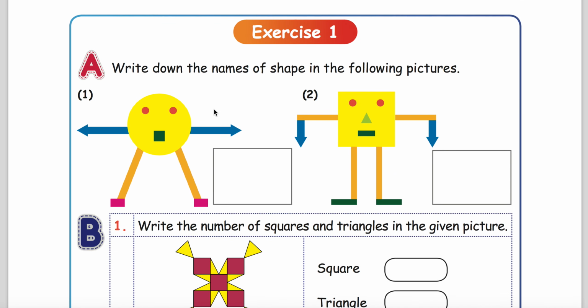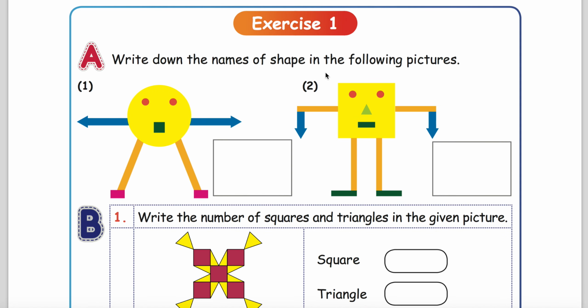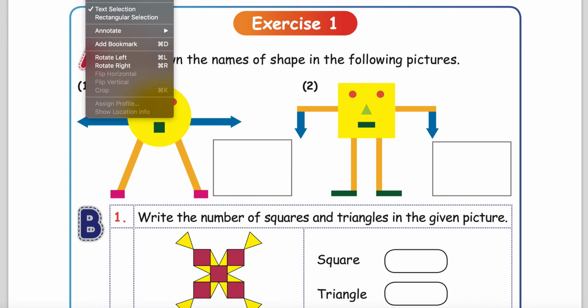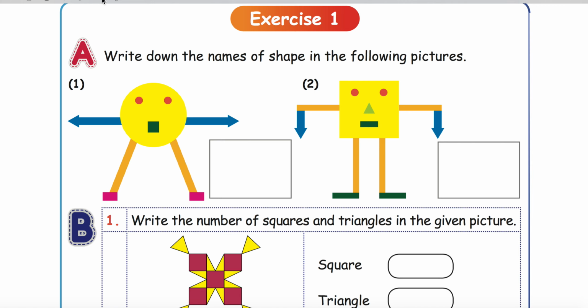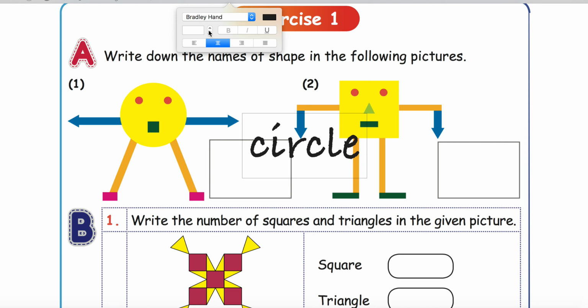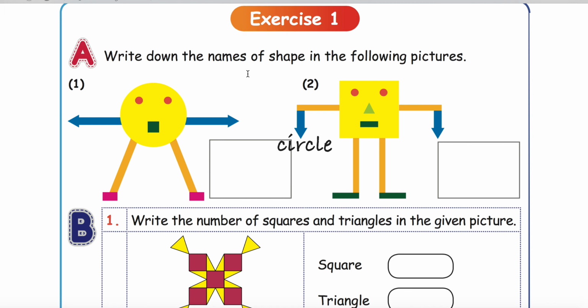Okay. Now exercise 1. Write down the names of shapes in the following pictures. This one is circle. No, not rectangle. Circle. Let's reduce the size. Enough. This is circle. Next one. This one is square.